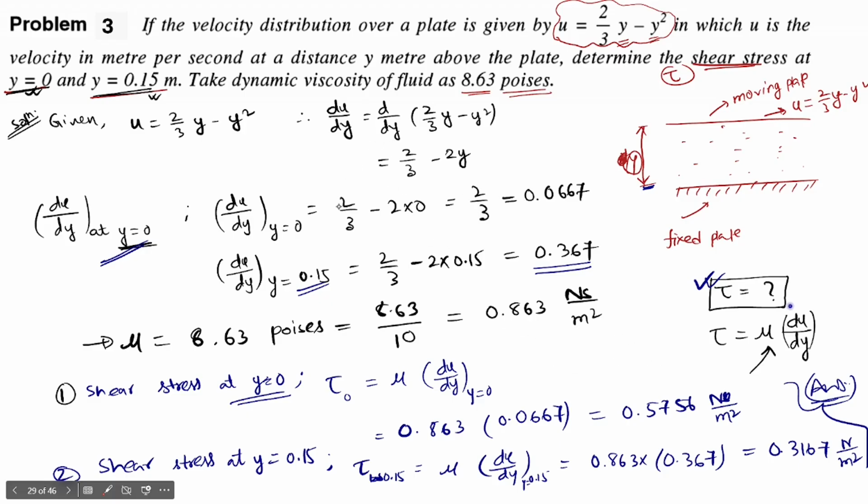After that we just figured out the value of the velocity gradient at y equal to 0 and y equal to 0.15, because in both of the cases we have to find the value of the tangential stress. Then we figured out the value of the shear stress at y equal to 0 and y equal to 0.15 just by using the formula. In both of the cases the value of the dynamic viscosity will remain constant, because for this entire fluid the value of mu is constant. This is the proportionality constant, we have already seen that.